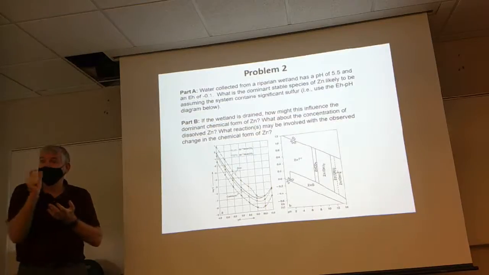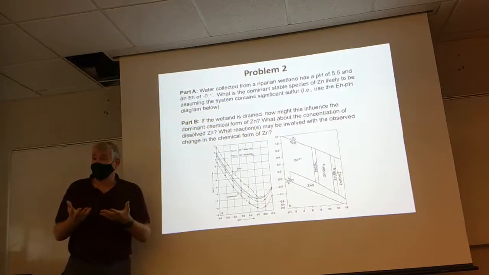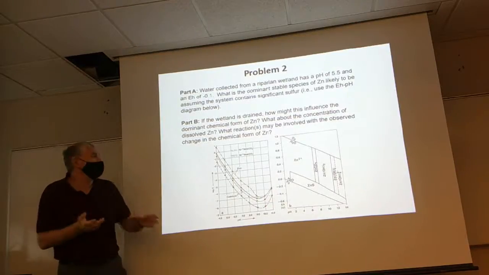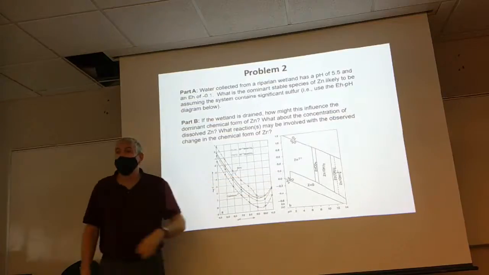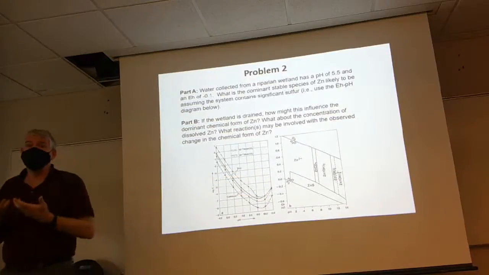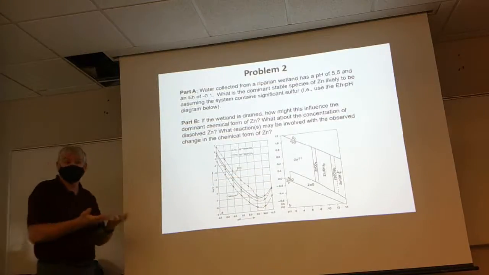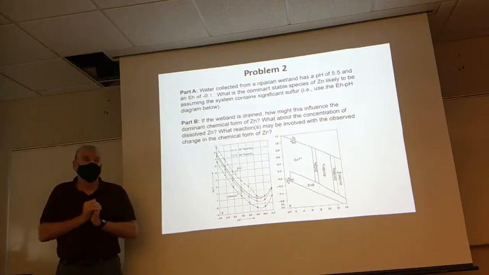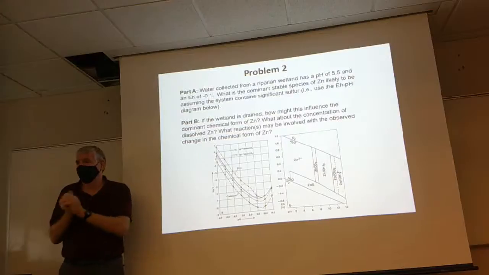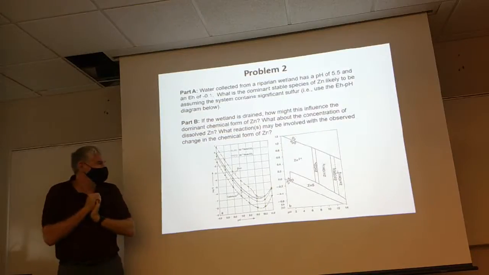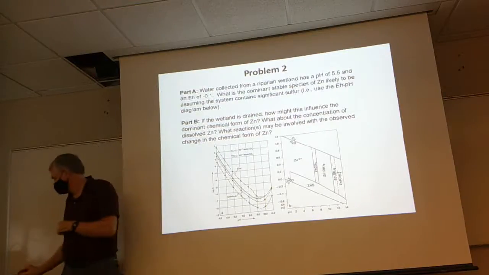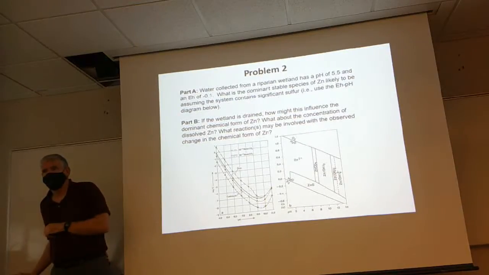So we know that sulfur is in the water, or in the sediments. We know what the EH and pH is. How do we determine, based on these diagrams, what our chemical species is going to be? How is zinc going to exist within the water? What do we have to do? Yep. You go to the pH of 5.5, and then you go to the EH of negative 0.1, and then you meet them together. Yep.